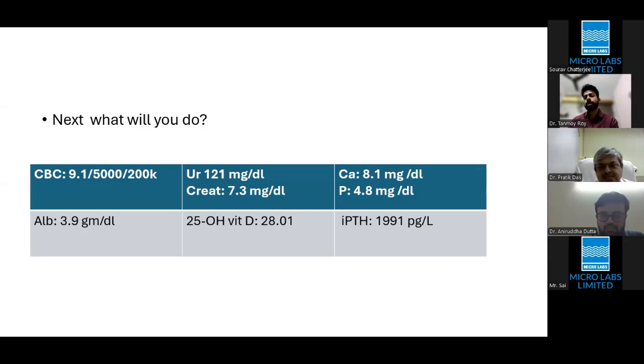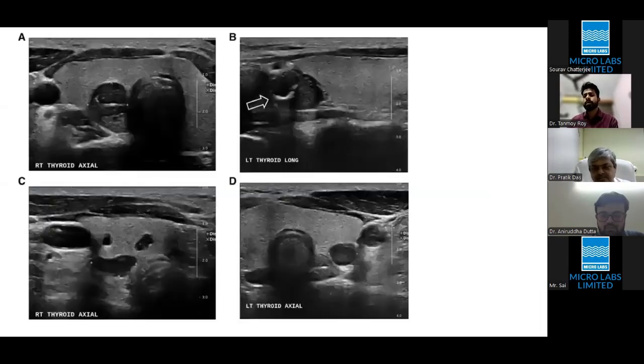formation. That is not widely available. So what else can you do? What is ultrasonography? What is this investigation, what do you see?